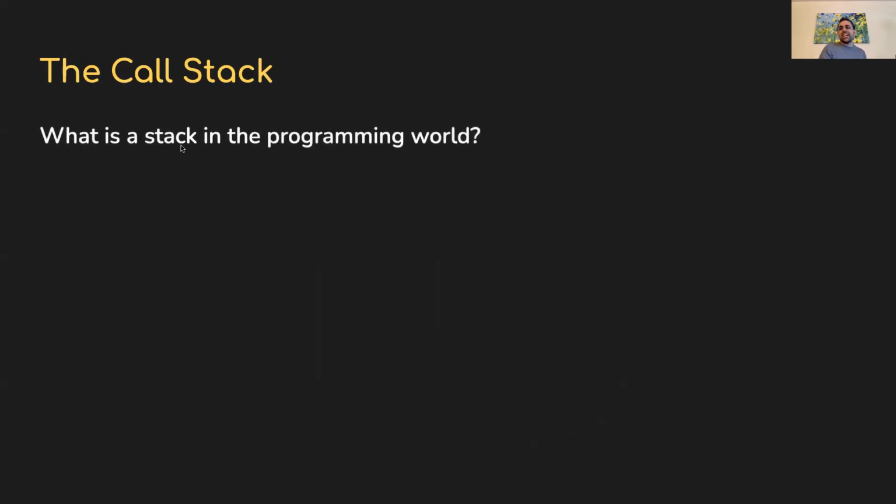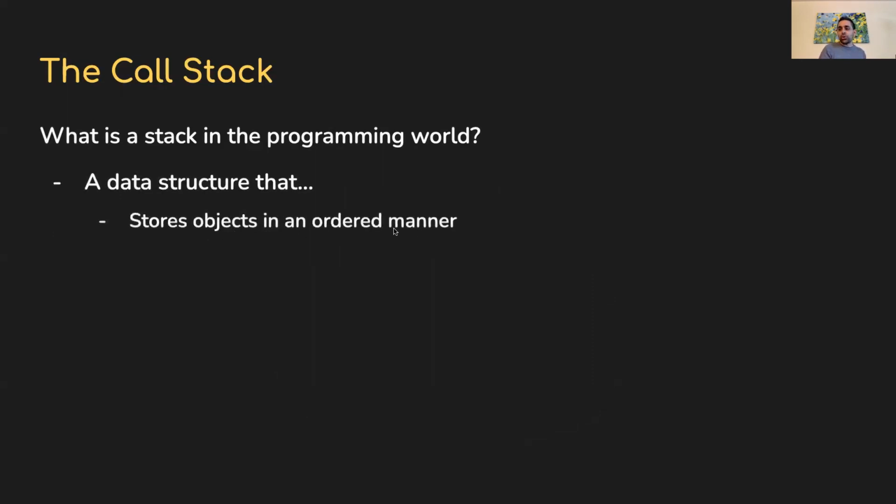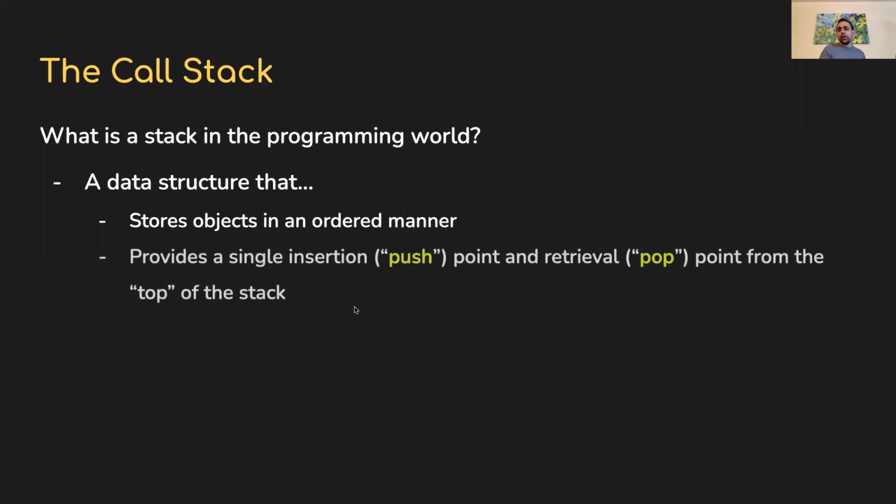So what is a stack in the programming world? Again, a stack is a particular type of data structure. We've talked about lists and dictionaries heavily because we use them a lot. A stack is just another type of data structure that we may encounter, not likely too much in our use case, but it's definitely good to know about. It's a data structure that stores objects in an ordered manner. Some data structures have order to them, other data structures do not, but a stack does have order.